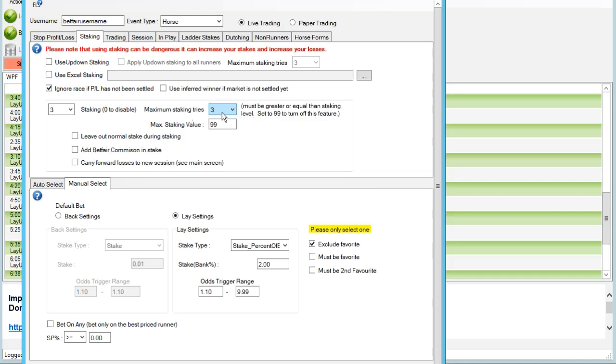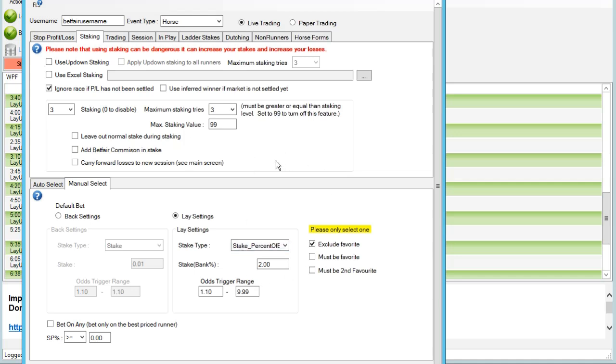Maximum tries is free. I don't want to go more than 3 into the staking. We shouldn't need to on this method. So I've set, don't forget, the first one will be a loser, and then there'll be 3 tries at staking after that, and that's 4 losers in a row. If the system has 4 losers in a row, then there's an issue. So we don't do that.